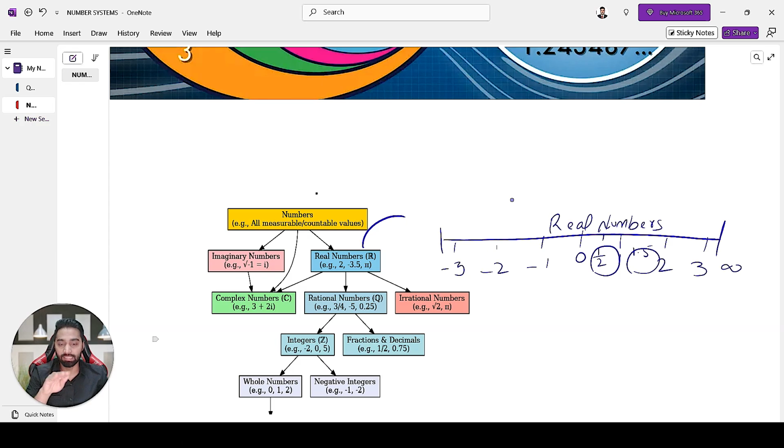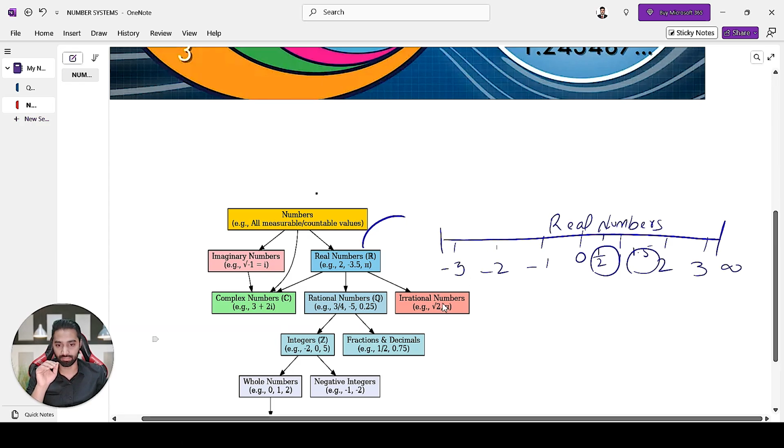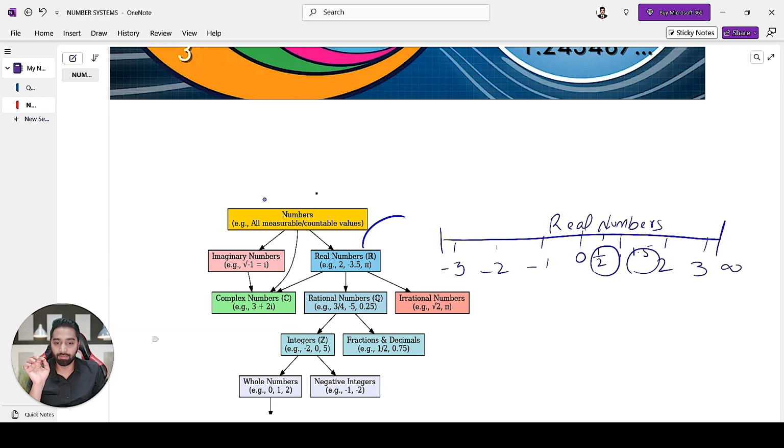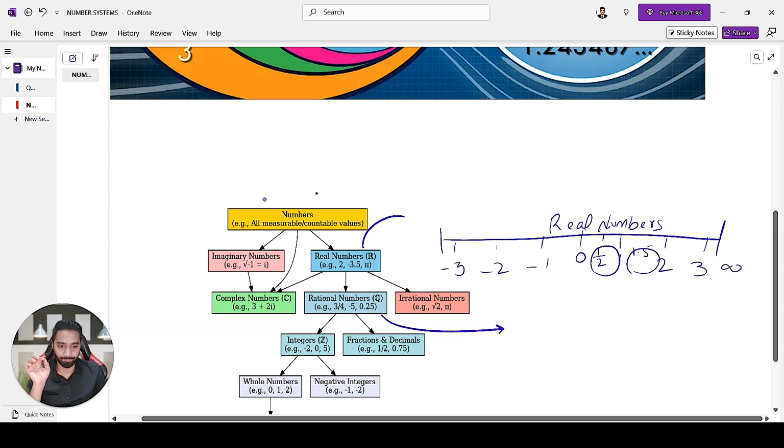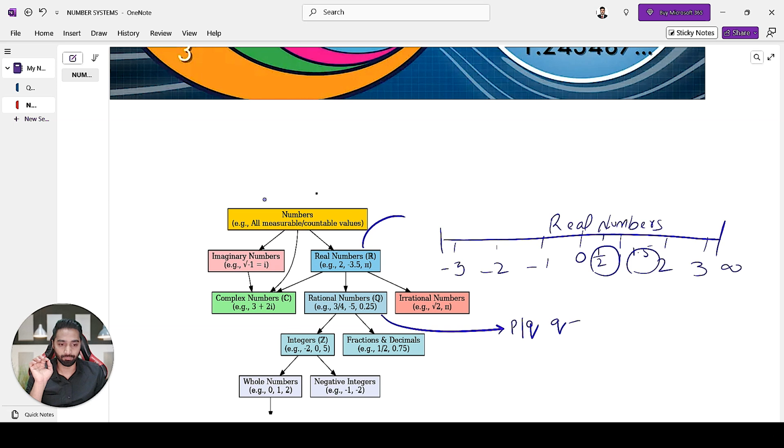How do you segregate rational and irrational numbers? It's very simple. Rational numbers are the ones which can be written in P by Q form. So what do you mean by P by Q form? Any number that can be put in numerator and denominator form is considered a rational number. As simple as that. But Q should not be equal to 0, because once we divide any number by 0, it turns out to be infinite. That's the only condition we have.